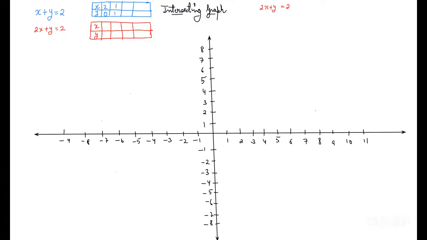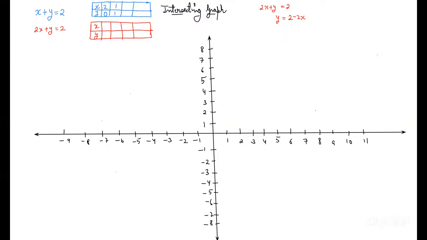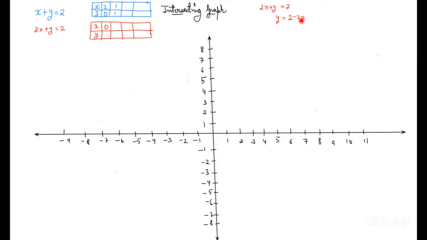What I will do, I will put y here only and I will send 2x to that side. If you will take x as 0, so what will you get as y? Abhi? 0. Oh, how can you 0? 2 into 0, 0. Now 2 minus 0 is 2.